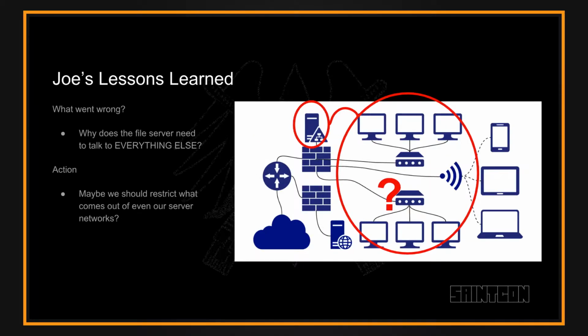So, lessons learned. Why does the file server need to talk directly to the workstations? Anybody can think of a reason why the file server might need to talk directly to the workstations? There are some cases with Active Directory, and you can research those, and you can open up those ports, but do you need all 65,000 ports opened up from your server network to your workstation network? Probably not, okay? So maybe we should restrict what comes out of even our server networks.